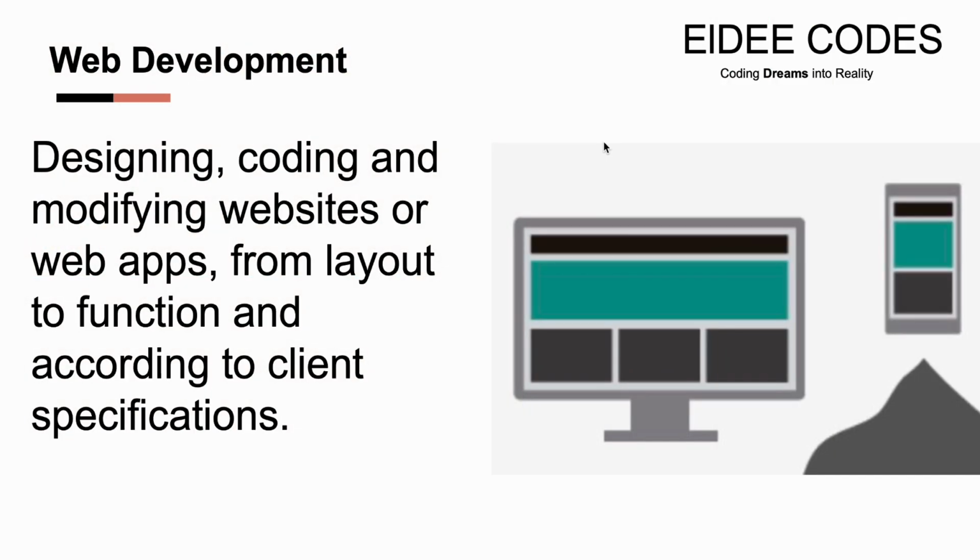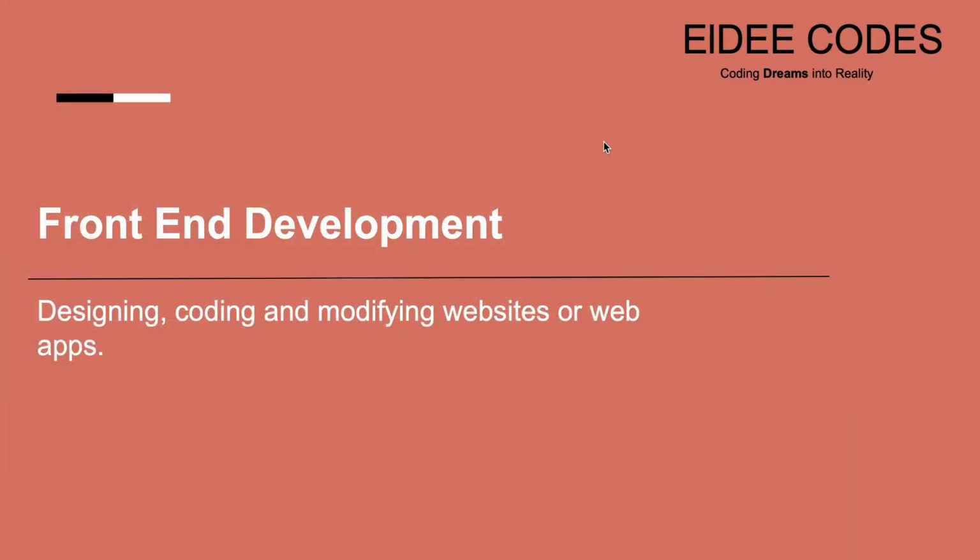The process of designing, coding, modifying website or web application from layout to functionality is called web development. So a web developer builds websites and web applications. Whenever you hear someone say he or she is a web developer, then that's the person who basically builds websites and web applications. Now web development can be divided into two main parts. We have the front-end development and the back-end development.